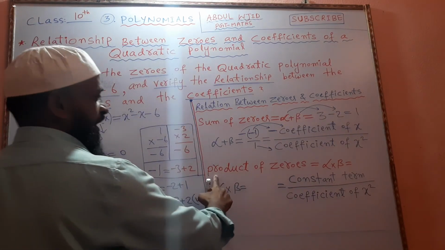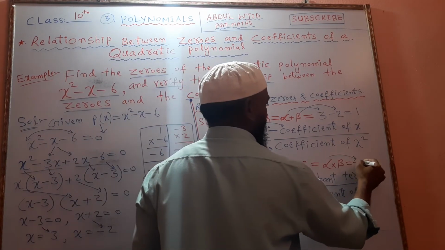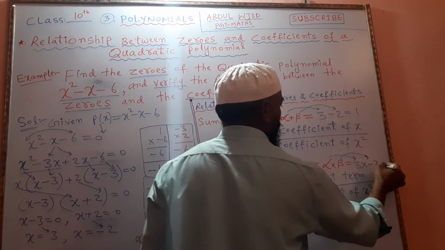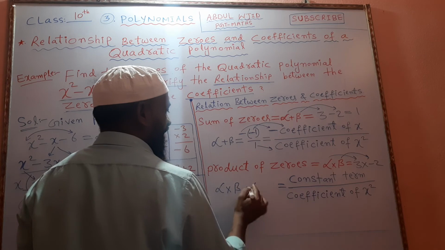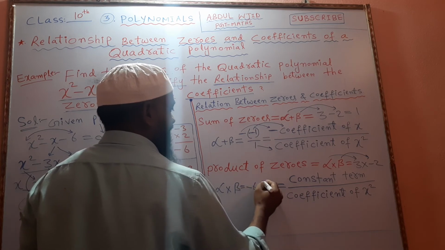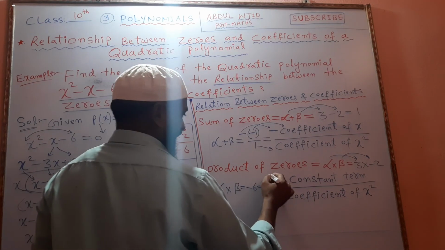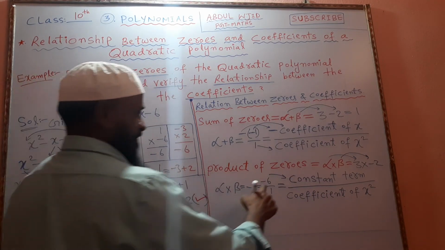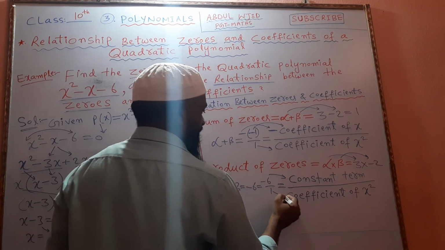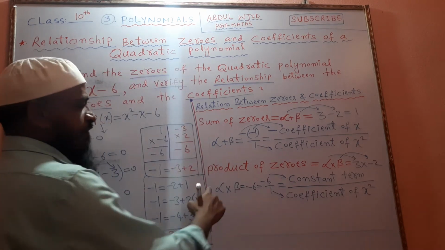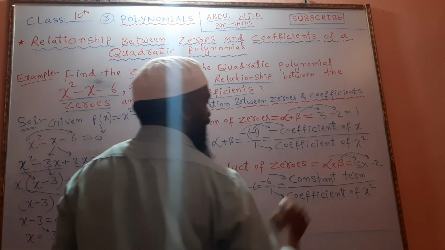Next, multiply the zeros. Product of zeros alpha into beta. Alpha is 3, into beta which is minus 2. If we multiply the two zeros, we get minus 6. 3 into 2 is minus 6. Minus 6 we can write as minus 6 by 1. Why are we writing this? We are getting this relation: minus 6 is the constant term, and 1 is the coefficient of x square. So if we multiply two zeros, alpha into beta, we get the relation constant term by coefficient of x square.